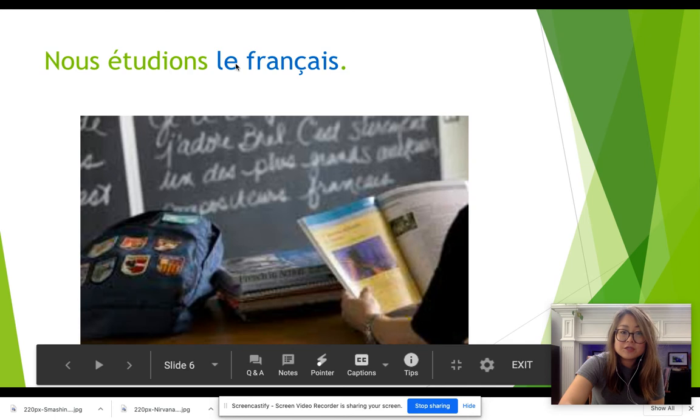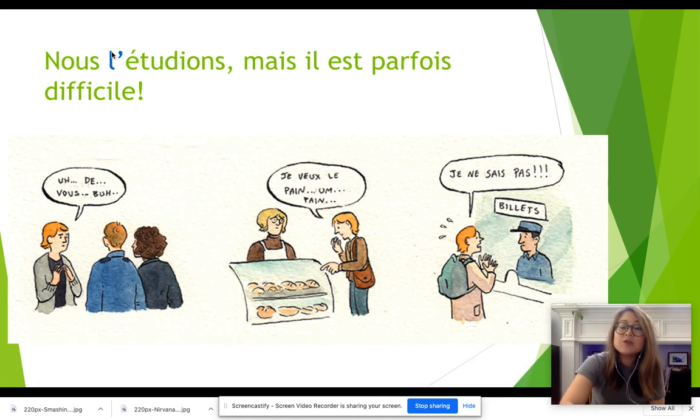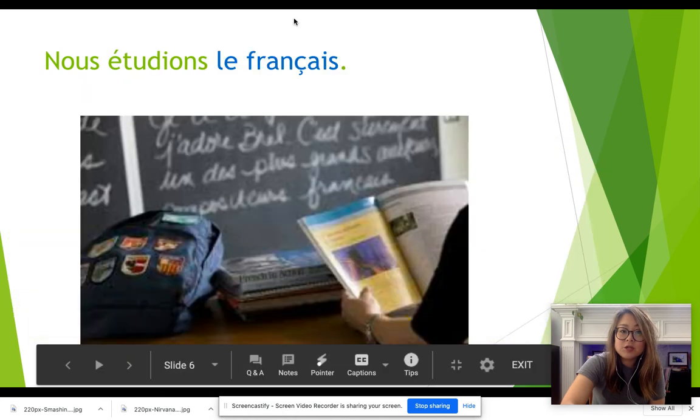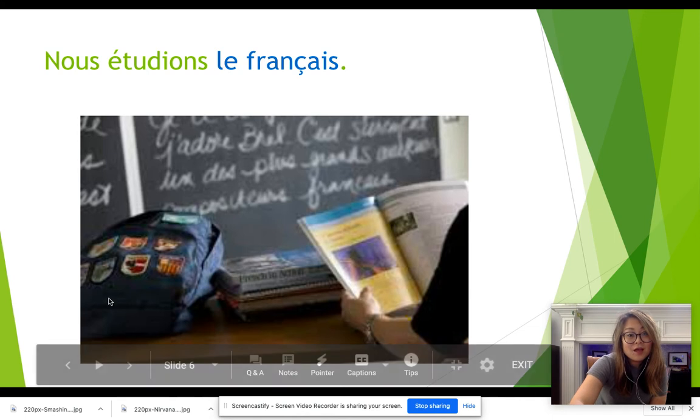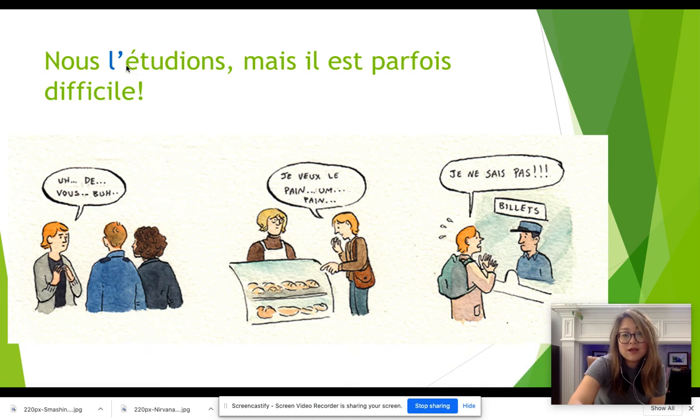So le français, French, this L apostrophe is referring to the French, so we study it. Notice how it's L apostrophe because otherwise it would just be le, because français happens to be masculine. But when you put it in front of a verb that starts with a vowel, you can't have le étudions, so you're going to have L apostrophe. And it sounds like one word. Nous l'étudions, we study it.